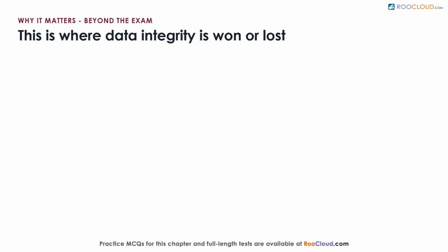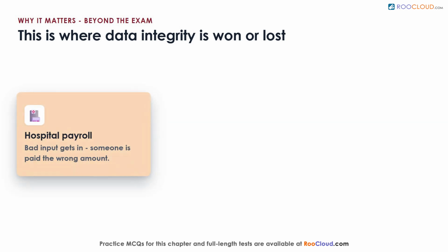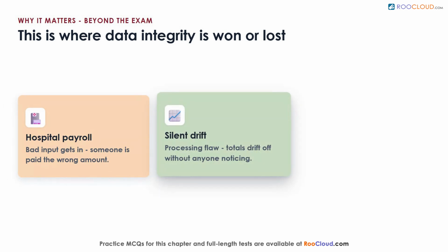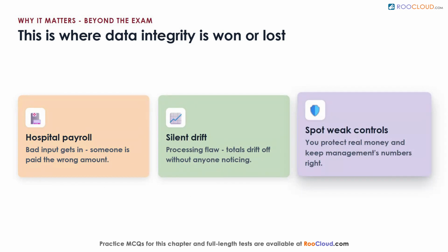Why does this matter beyond the exam? Because these controls are where data integrity is won or lost. Picture a payroll system at a large hospital. A bad input gets in and someone is paid the wrong amount. A processing flaw and totals silently drift off. When you can spot weak controls here, you protect real money. And you make sure the numbers management trusts are actually right.